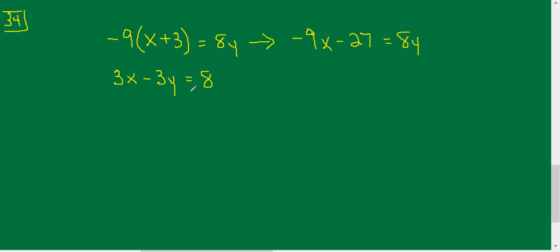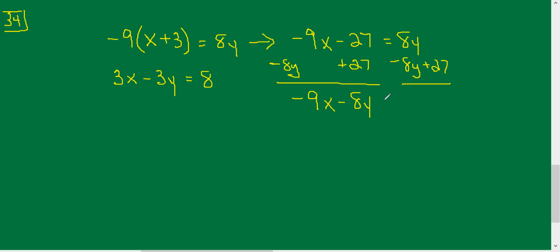And then this 3x minus 3y equals 8. That's fine. So let's see. I want to put this in ax plus by form, so that means what? I have to subtract 8y on both sides here, and add 27. I'll do it at the same time. And when I do, I'm going to have my negative 9x, now my minus 8y, that's going to equal positive 27.